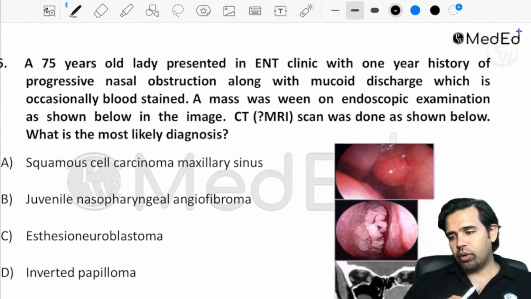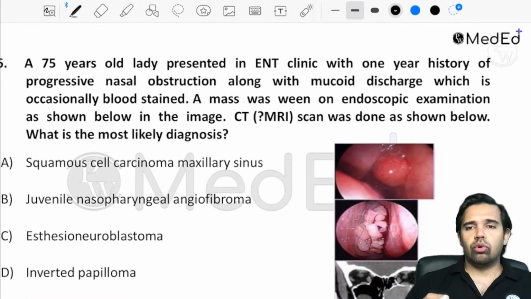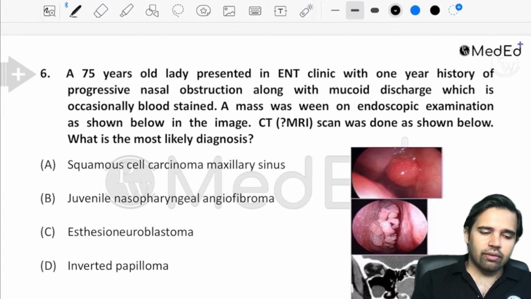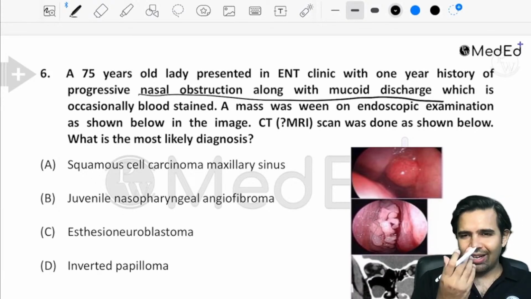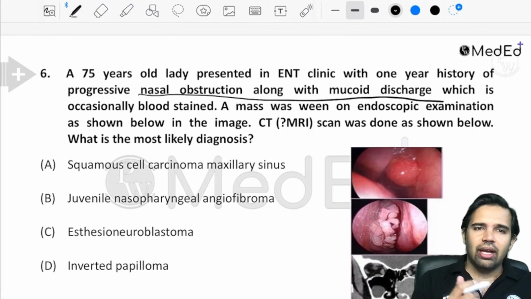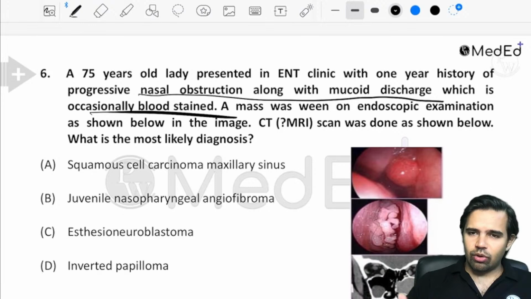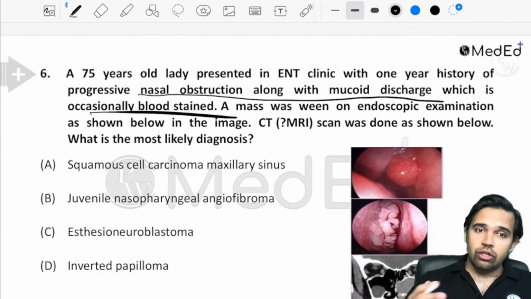Now if you look at the history, age is 75 years old. दिमाग में जाता है that maybe we are talking about something malignant. Symptoms do not appear as aggressive as malignant over here, and that is a hint. Just progressive nose block with mucoid, colorless, sticky discharge, and occasionally blood stained. Even if you look at juvenile nasopharyngeal angiofibroma, it's seen in adolescent, younger males, not exclusively but almost exclusively. Nasal angiofibroma can be seen in females as well.